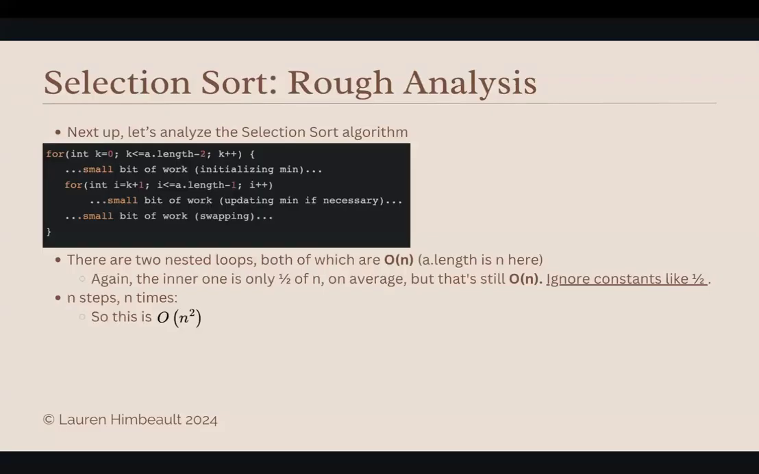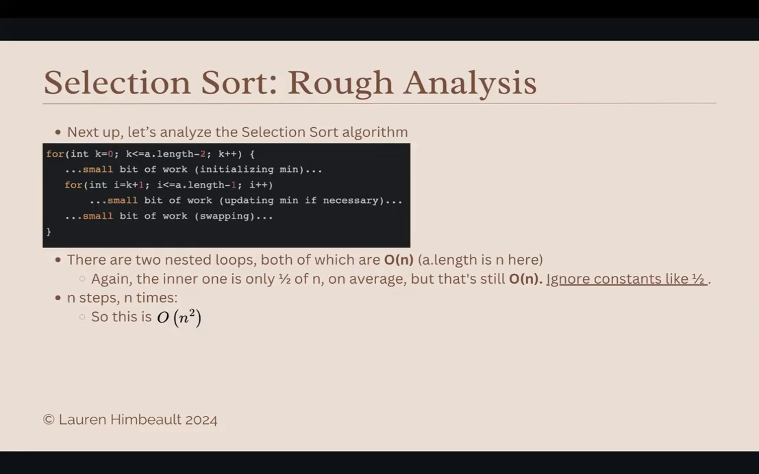So once again, we have 2 nested loops, both of which go to a dot length minus 2 and a dot length minus 1. So technically, there's like an extra minus 3 or whatever on this. But when we think about it again, we're going to pull away those constants. Both of these nested loops are going to be O of n. Again, the inner one is only going through the unsorted elements each time, which means technically it's n over 2. But on average, we're still just calling that O of n because we're ignoring the constants. So again, this is n steps, n times.